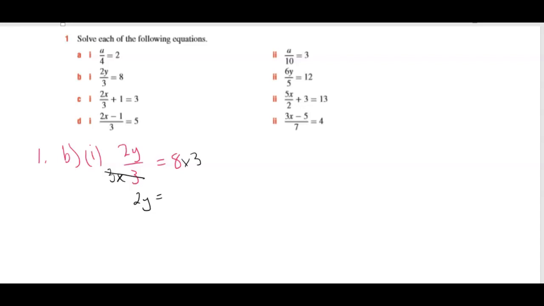So we've got 8 times 3, which is 24. And then we've got 2 times y. Don't forget there's a little imaginary multiplier in there. So the opposite of multiplying is dividing.